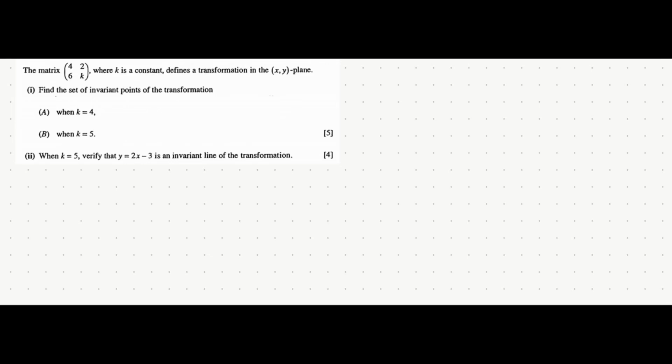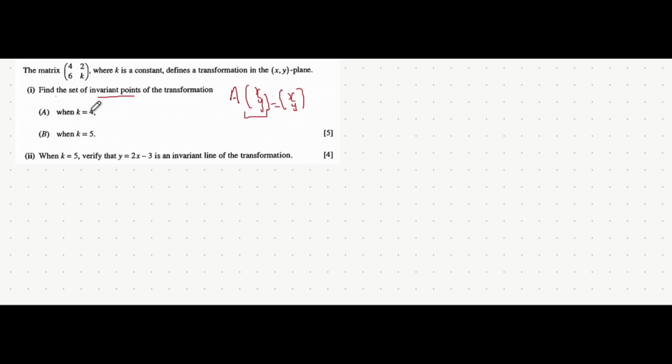In this video, we're going to have a look at finding invariant points and also invariant lines. To start with, I'm going to go through what an invariant point is. If you apply a matrix transformation to a set of invariant points, then that set of points would just map to itself. That's what it means for a set of points to be invariant.